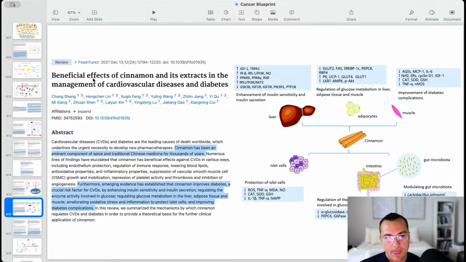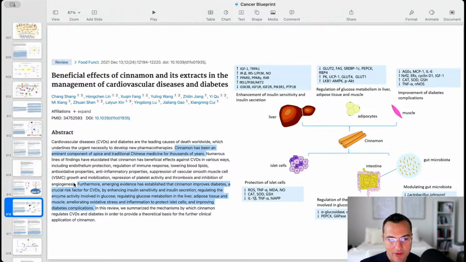This paper was later published in 2021, titled "Beneficial Effects of Cinnamon and Its Extracts on the Management of Cardiovascular Diseases and Diabetes." And it says here that cinnamon has been an eminent component of spice and traditional Chinese medicine for thousands of years. Just think about that. We've known about cinnamon's effects on these diseases in traditional Chinese medicine for thousands of years. So this is not a new kid on the block, right? We've known about this for a long, long time.